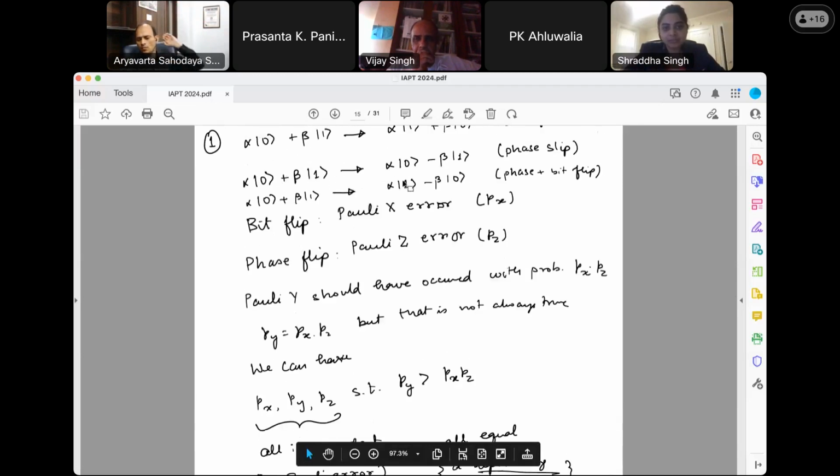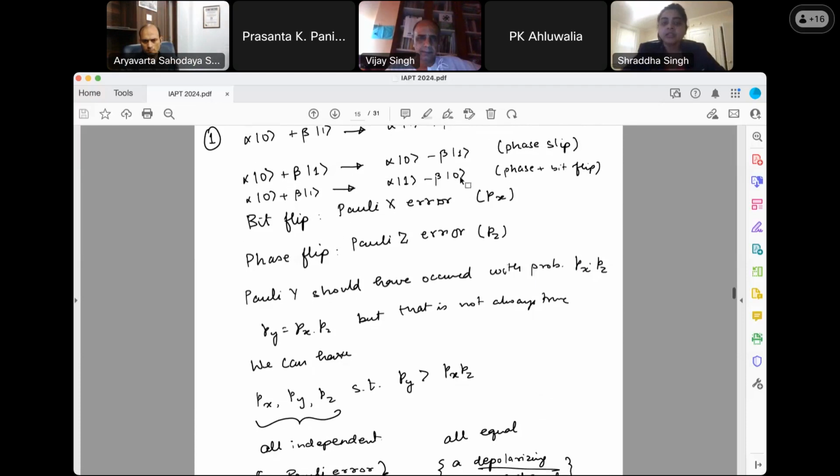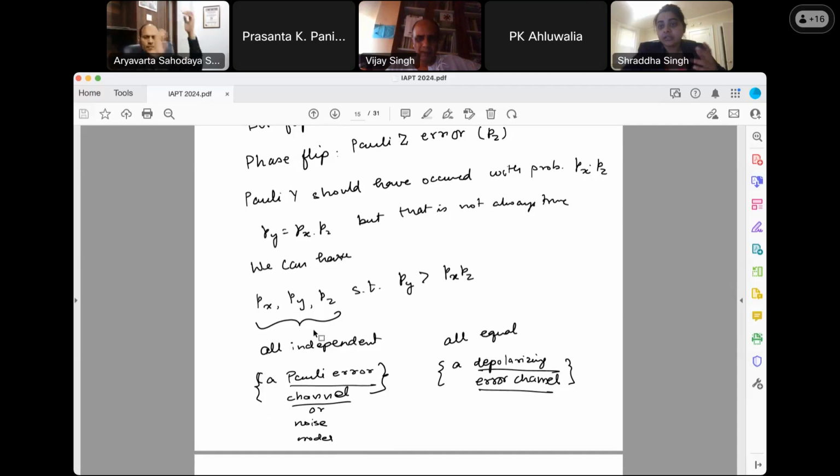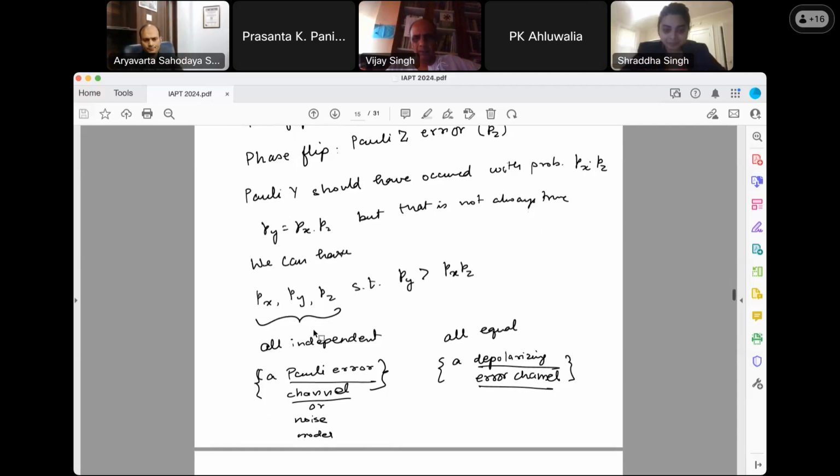So this phase can be changed not just from plus to minus, but from plus to any plus e to the i theta. But all of these errors can be approximated to these simple errors, Pauli X, Y, Z type errors. And that's fortunate because it's easier then to actually analyze these errors theoretically and devise decoders for them, which we can test and simulate.